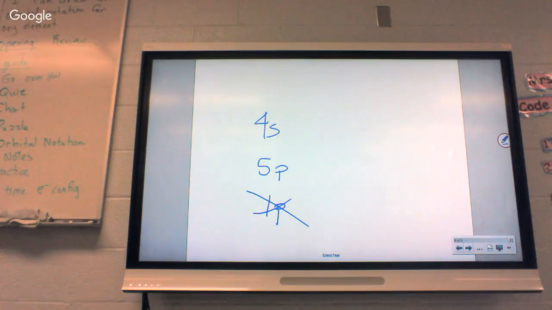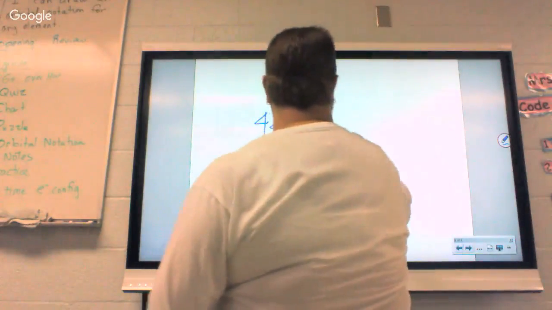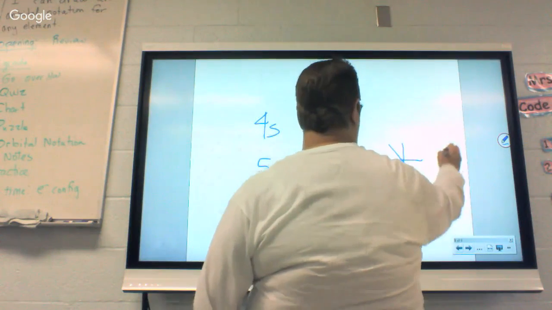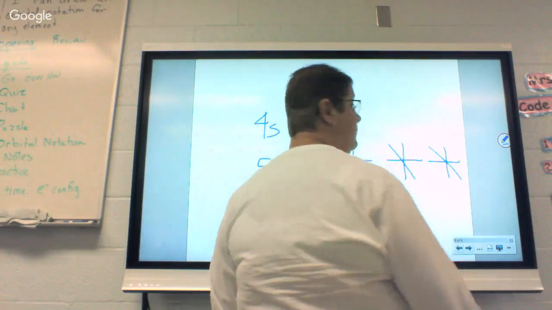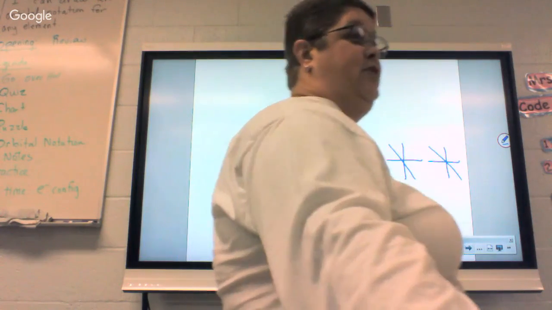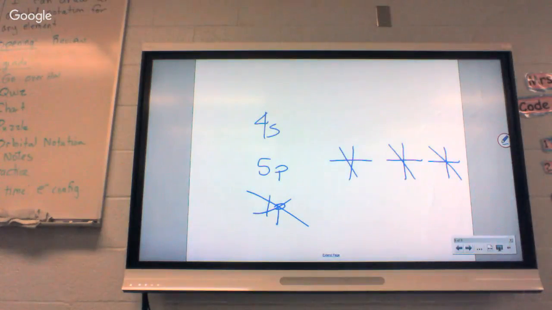Got it? Anybody else? Question? How many orbitals does f have? How many of these x, y, z axes did we draw yesterday that f has? There's 7. Fix your notes. It has 7.